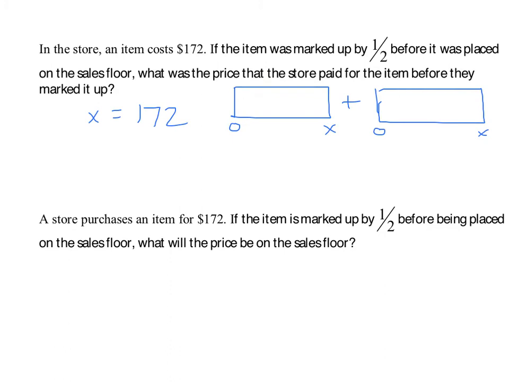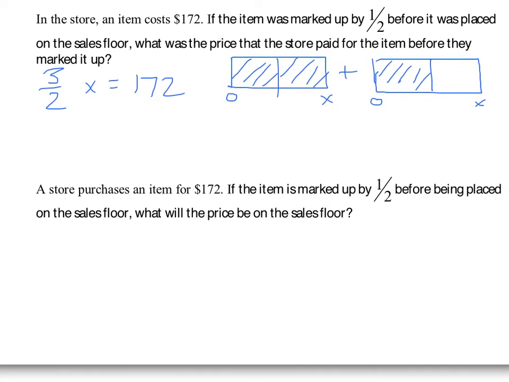So now that I draw my diagram, I'm going to have 1 whole plus they marked it up 1/2. That means that I have a total of 3/2 of the original price. Again, I don't know what that original price is, but 3/2 of the original price is equal to $172. Again, we could go through and solve this. I'm not worried about solving it at this point. I know you know how to do that. I want to worry about setting it up.